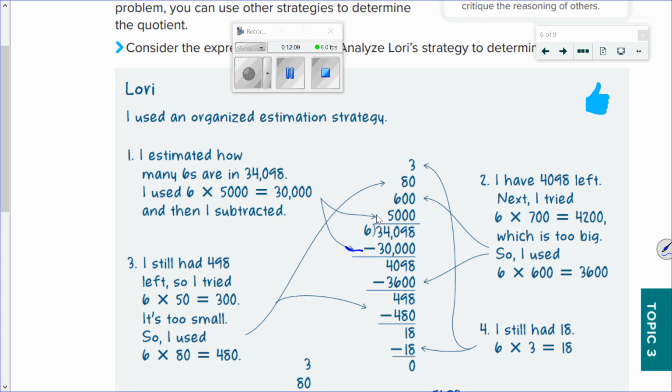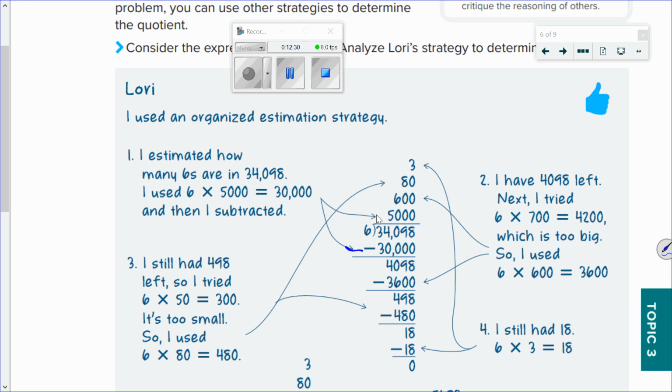So then she said, well, I got 4,098. So first I tried 6 times 700. That was 4,200. That was too big. So then I just went down one, and then 6 times 600, which was 3,600. Then I took that away, and I put the 600 up here. That left me with 498.